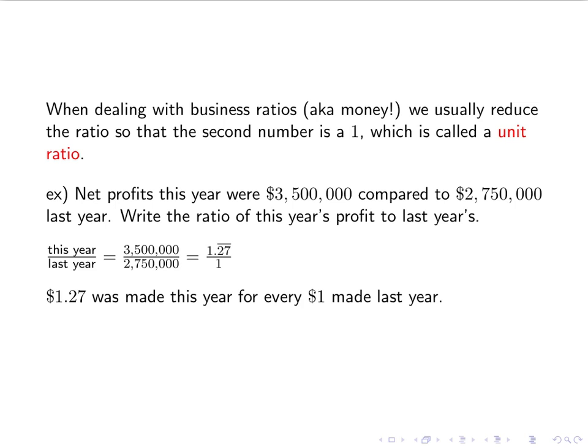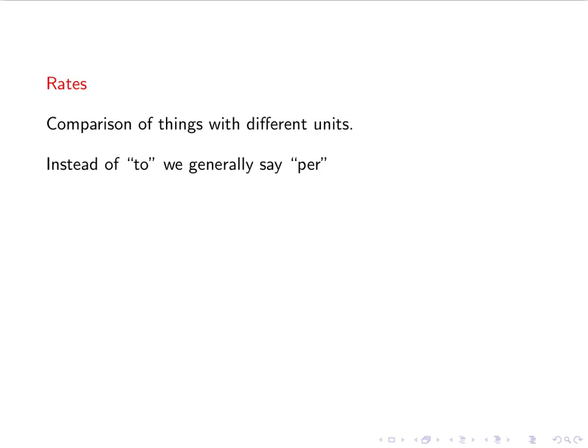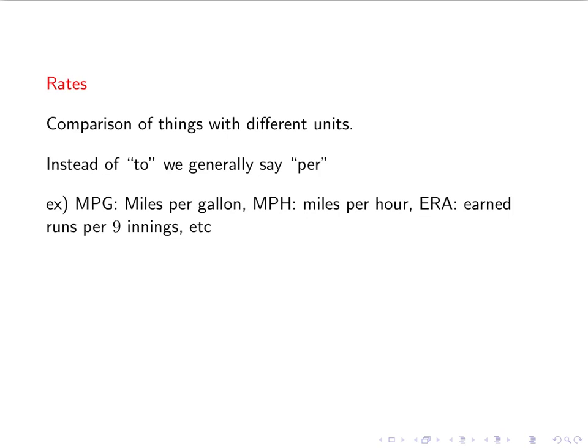So next we're going to talk about rates. A rate is also a comparison amongst two or more things, but the difference is that they have different units. And generally, instead of saying the word "to", we say the word "per". So we look at things like miles per gallon, miles per hour, earned runs per 9 innings, etc.